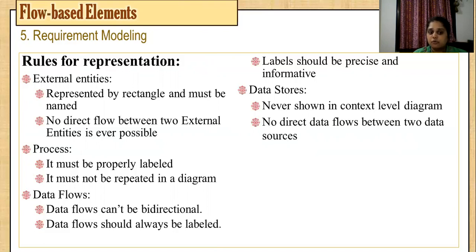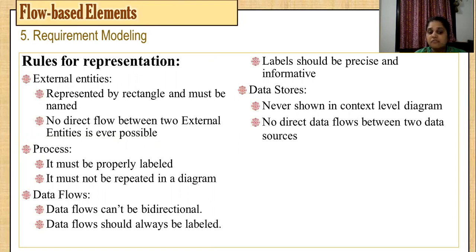Next is a data flow. So data flows, you always know there is some input and there is some output. You cannot have input and output through the same arrow. That is what I mean by saying that data flows are not bidirectional. It is only unidirectional. It will flow in only one direction.